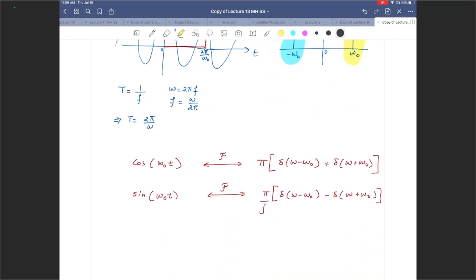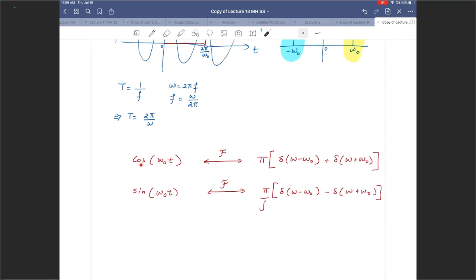Using this, we can actually go further. We can write these two Fourier transforms. The Fourier transform of a cosine is pi times delta of omega minus omega naught plus delta of omega plus omega naught. And similarly, if we had applied this Euler's identity to a sine function, then we can also write sine omega naught t as pi divided by j, impulse at minus omega naught minus impulse at plus omega naught. Sorry, I should say this is at plus omega naught, this is at minus omega naught. So that gives you the Fourier transform of a cosine and a sine function.